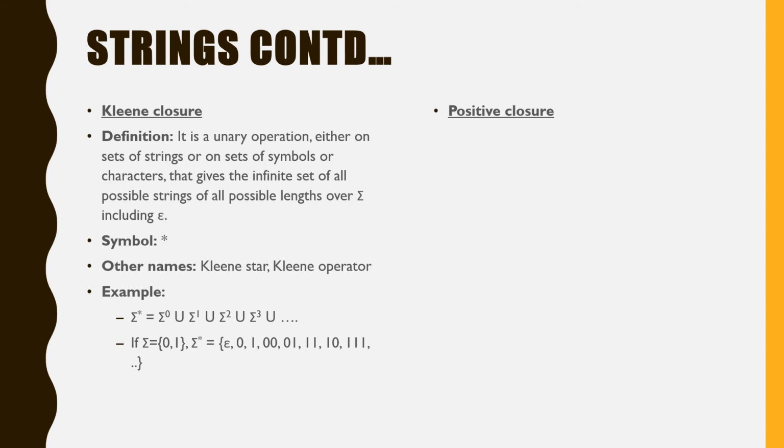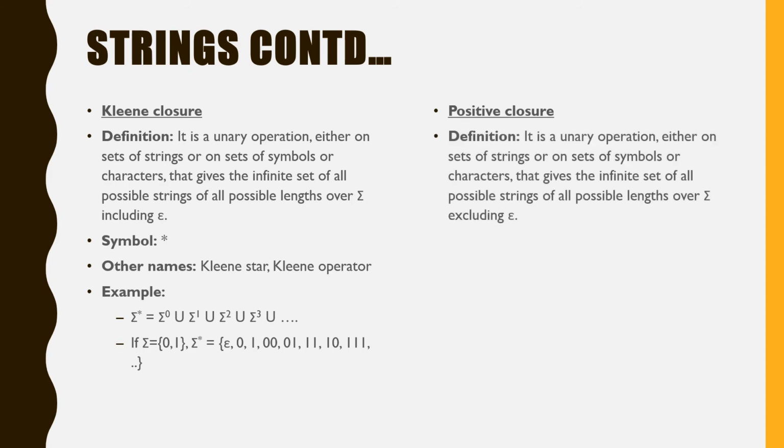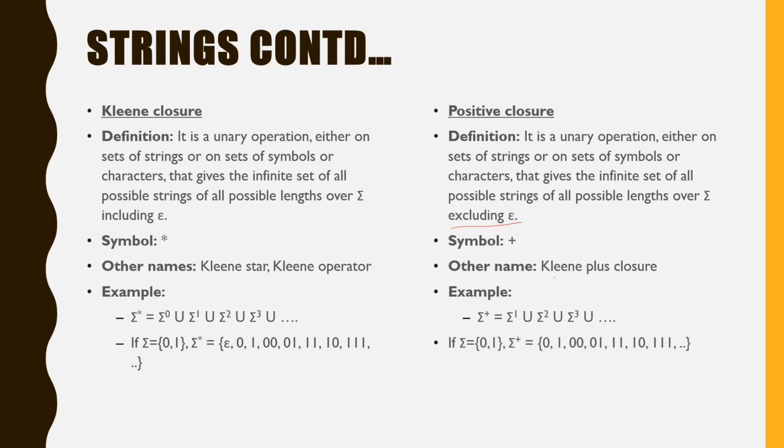And positive closure: except those strings of length 0, all the remaining strings come under positive closure. So this includes the set of all strings excluding epsilon. It's also called Kleene plus closure. So it doesn't have sigma power 0, that is, strings of length 0 are not included.